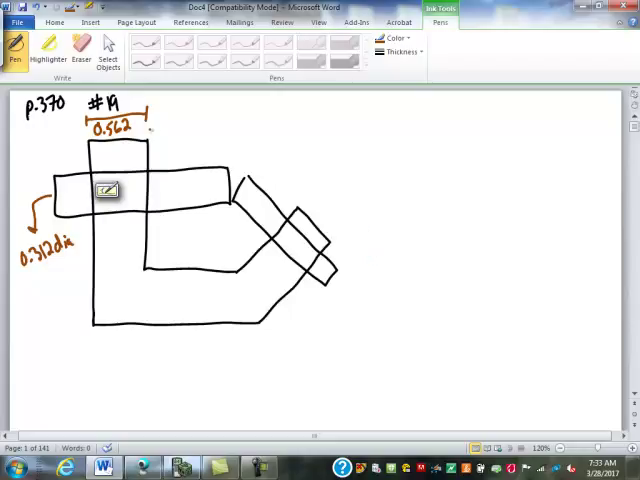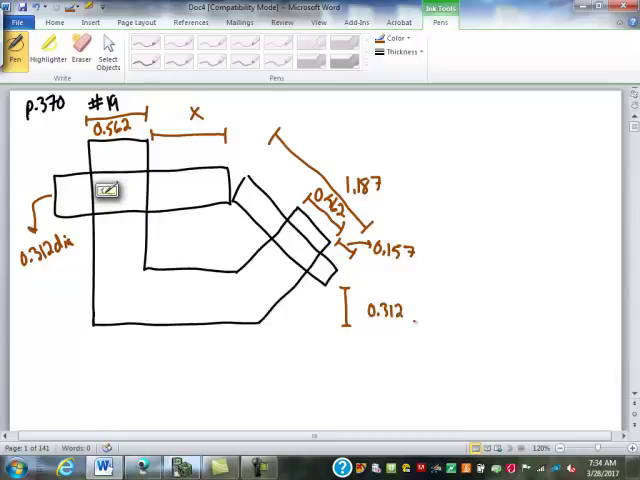Let's see, X is right here. This is what we're looking for, is X. We're given the length of this pin, 1.187. We're given this size of 0.562 again. And we're given this dimension here, 0.157. This dimension to the bottom, 0.312.